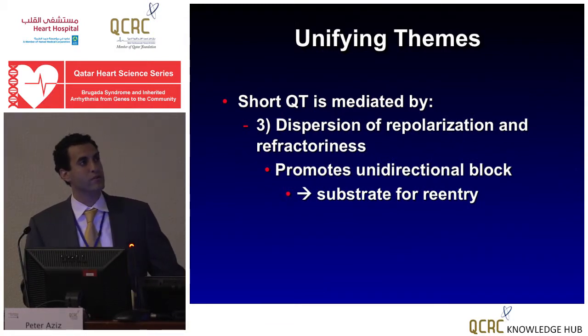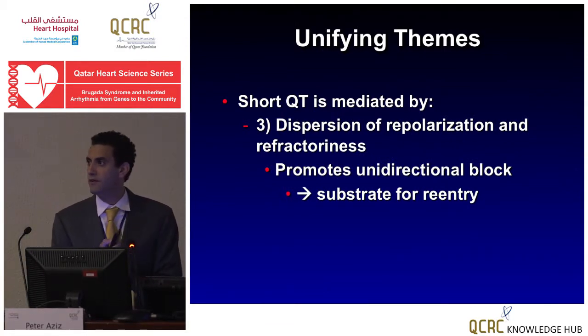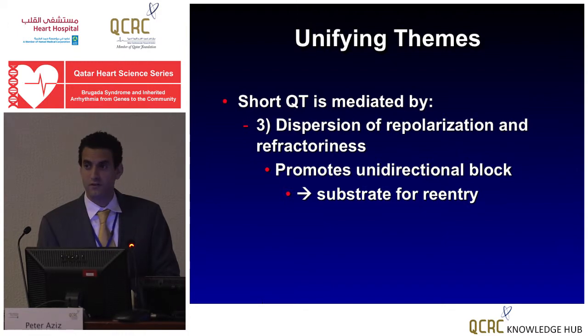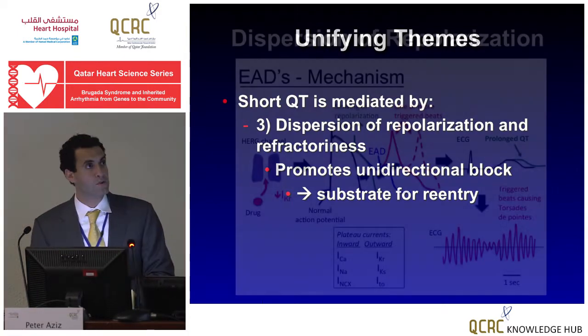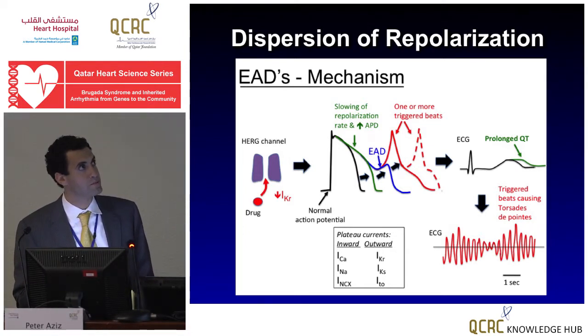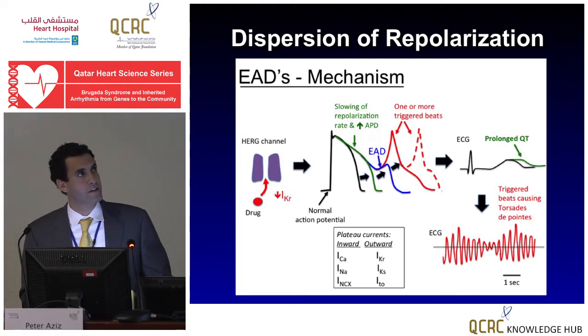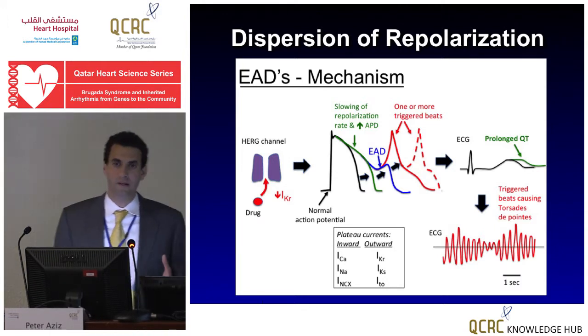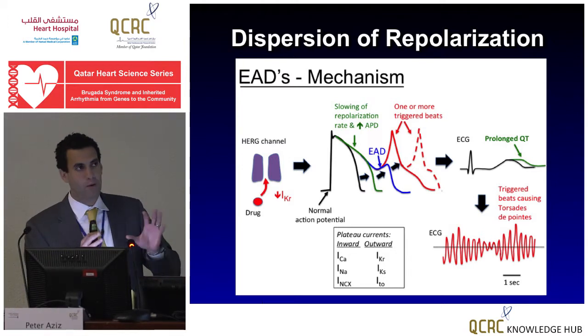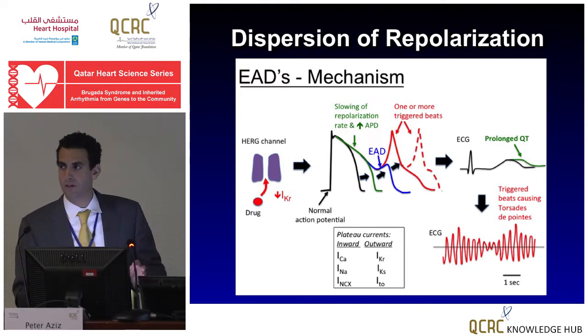Finally, dispersion of repolarization and refractoriness. This is really a common theme in all of the ion channelopathies. This is the substrate for unidirectional block, the substrate for reentry, the substrate for torsades. To illustrate that a little bit better, this is an example of long QT syndrome, but the concept still is valid. You see here is the ERG channel mutation causing a decreased function in IKR. The dispersion causes certain parts of the cardiac myocyte to be depolarizing, certain portions to be repolarizing. And that discrepancy in depolarization and repolarization causes reentry.